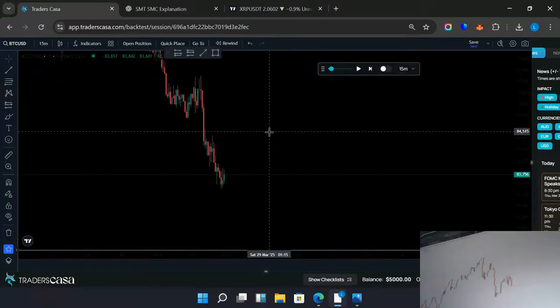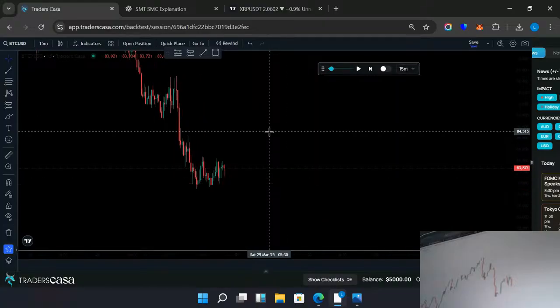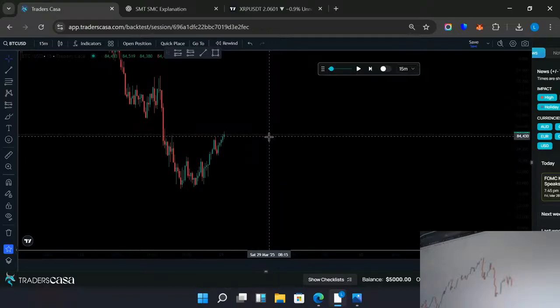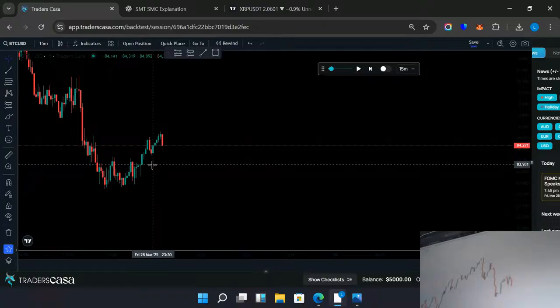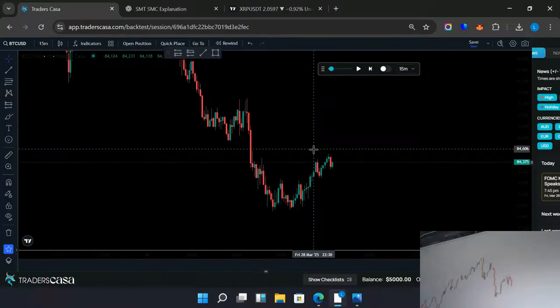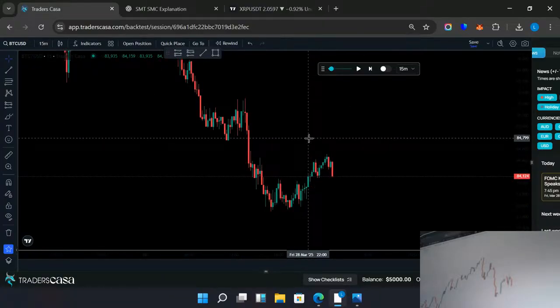Now look at that. Now what I'm doing is I'm waiting for a change of character. Now this, let's wait for this candle closing. We need a candle closing above. I don't think so. This is a change of character. Let's see.